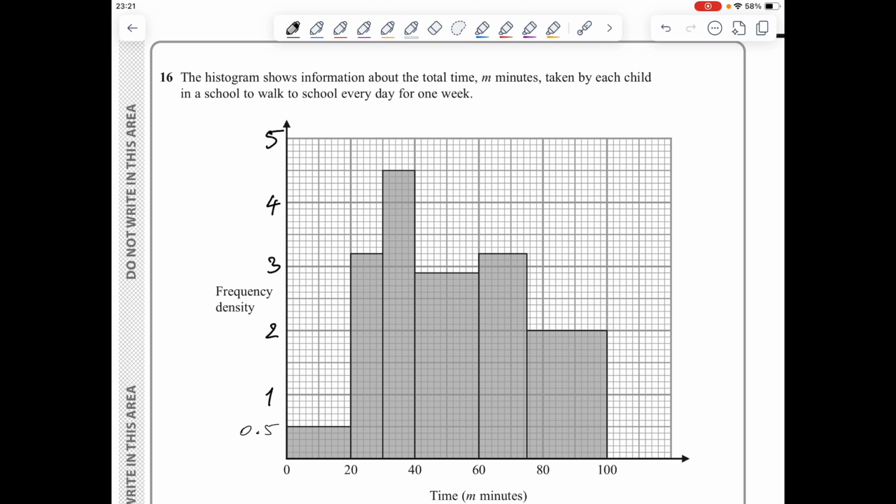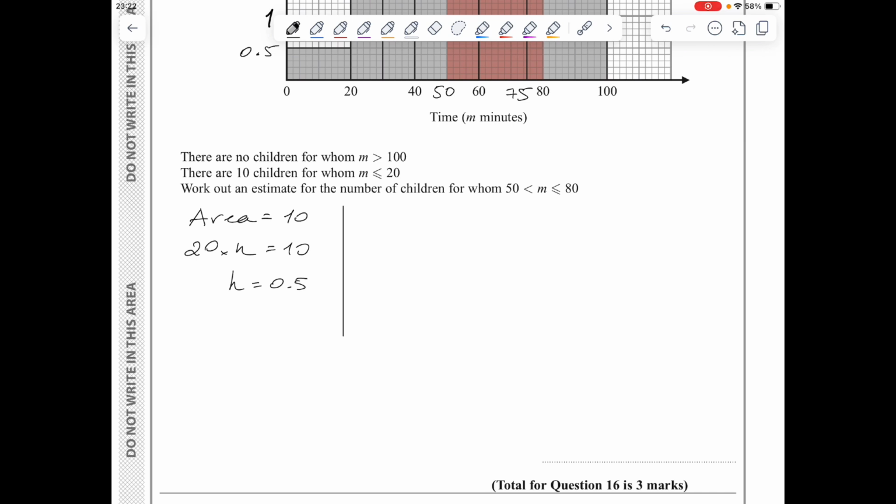And the question was an estimate for the number of children with times between 50 and 80, so I want the following area. And to do that, I'm going to break this into 3 different rectangles, one between 50 and 60, one between 60 and 75, which is here, and one between 75 and 80. So that area is 10 times 2.9 plus 15 times 3.2 plus 5 times 2. This will give me 29 plus 48 plus 10, which gives me a total of 87.